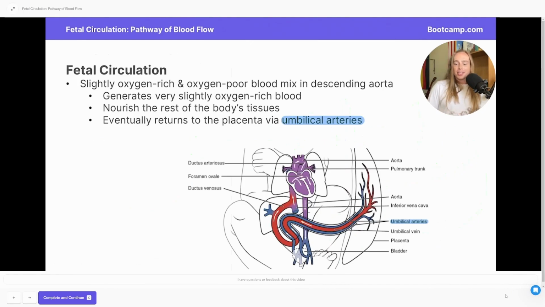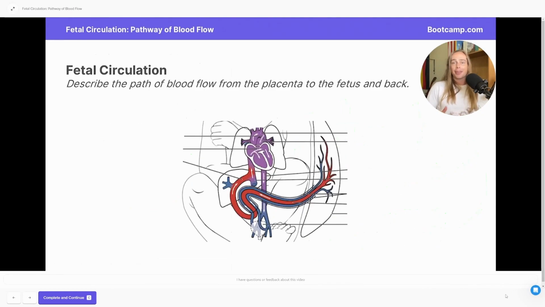Eventually this blood is going to enter into our umbilical arteries, and from here the umbilical arteries take this oxygen-poor blood back to the placenta where it can be reoxygenated, and we'll talk about why that occurs in a later video. Now we've talked about the major pathways of fetal circulation, so go ahead and act as if you're a red blood cell in the placenta that's been oxygenated, go to the fetus, and return back to the placenta.